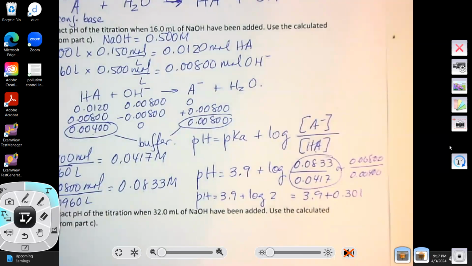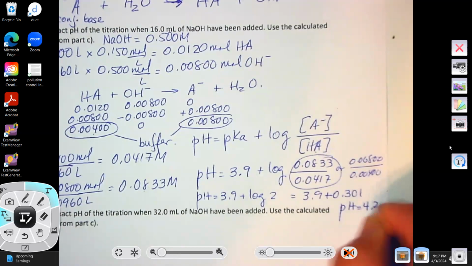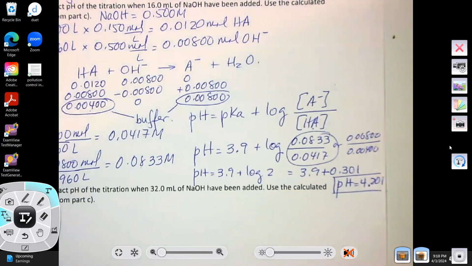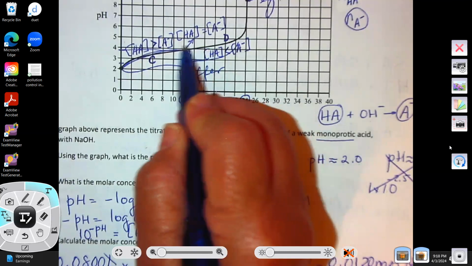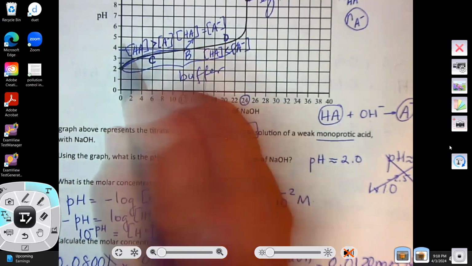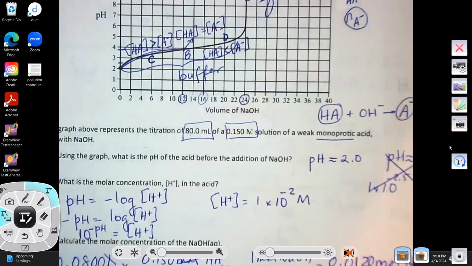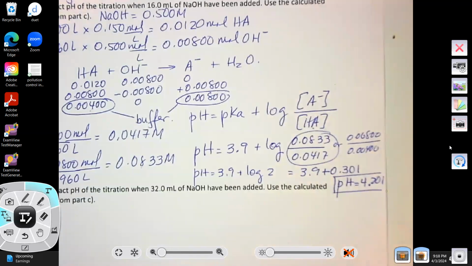So your pH went up to 4.2, 4.201. So that would be the exact pH of your solution when you added 16 milliliters. And if you think about it, that is pretty much what you're going to get in here. If you extrapolate this to the y-axis, that's more or less, because this is 16, a little bit higher than 4, as you can see. So that would be more or less what you will get by estimating from the graph.